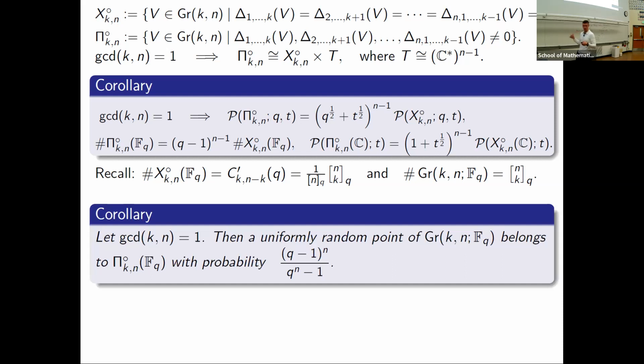So if you combine all these things together and divide one by the other, you get an interesting probabilistic interpretation. Assume that the GCD is 1, otherwise this is false. You take the Grassmannian of k-planes inside F_q to the n. That's a finite set, so pick a uniformly random point of that set, a uniformly random k-plane inside F_q to the n. Then the probability that all of its maximal cyclically consecutive minors are non-zero, that it belongs to the top open Positroid variety, is given by this simple formula: (q minus 1) to the n over q to the n minus 1. This probability is less than 1 as expected. But the weird thing is that it does not depend on k. The whole statement depends on k because k has to be coprime with n, but other than that, it doesn't depend on k, which is super weird.